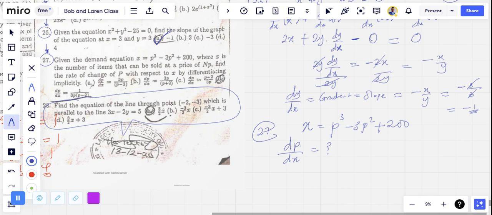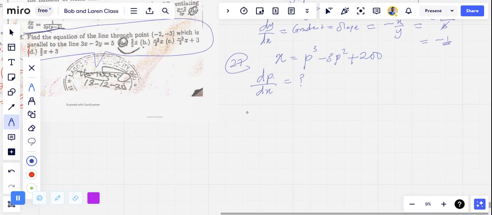So that means you are differentiating it implicitly. And how are you going to differentiate this one implicitly? You have x equals p raised to the power of 3 minus 3p squared plus 200. Looking at this expression, it simply means you are trying to differentiate x with respect to p. So I'm differentiating each of these terms with respect to p first. Whatever I'm going to look for at the end of the day is dx over dp. So once I get my final answer, I'll just take the reciprocal to get dp over dx.